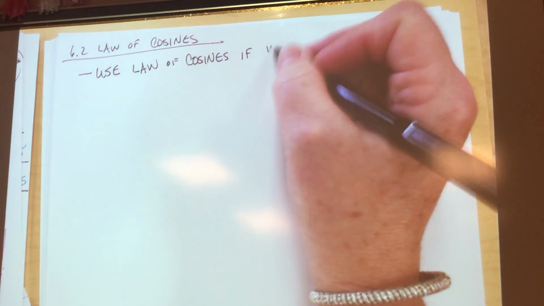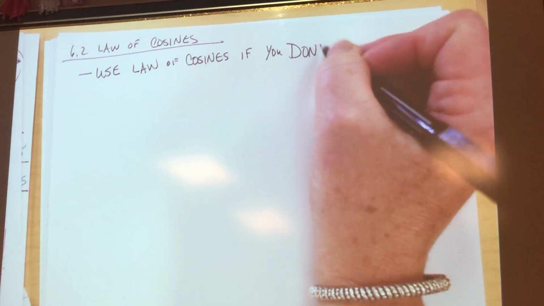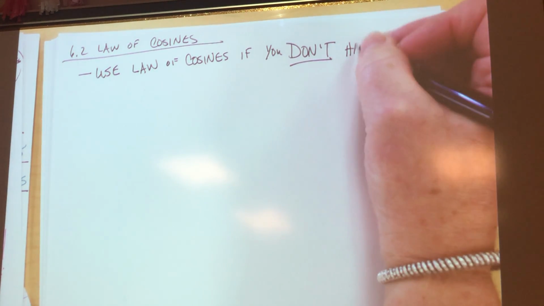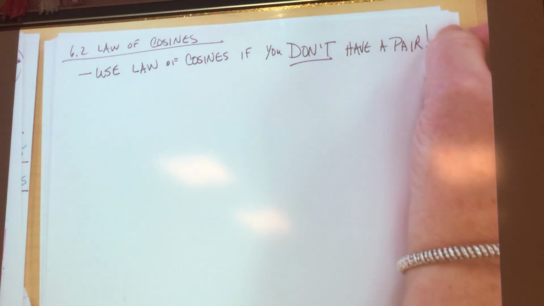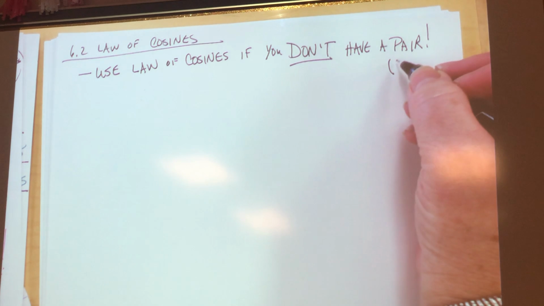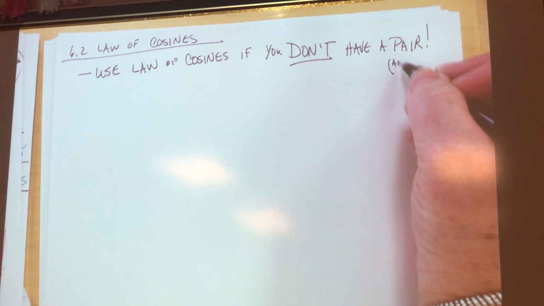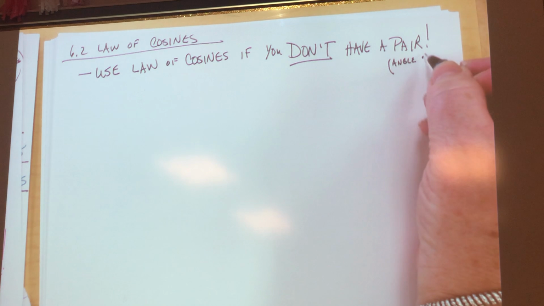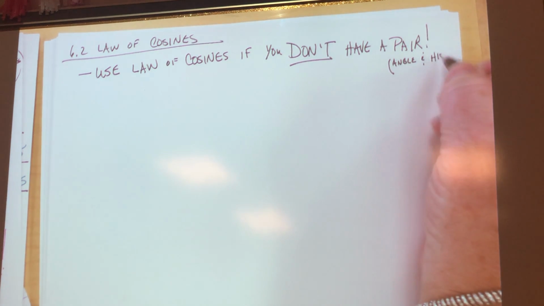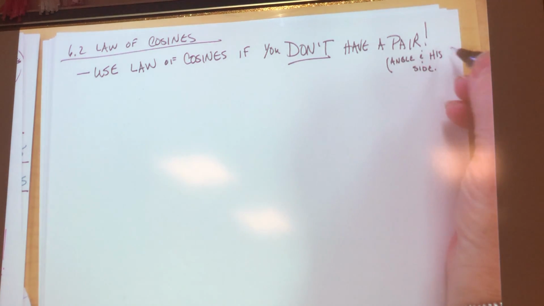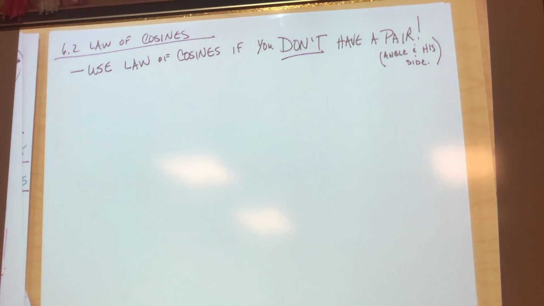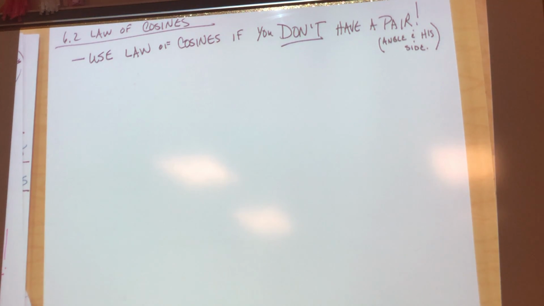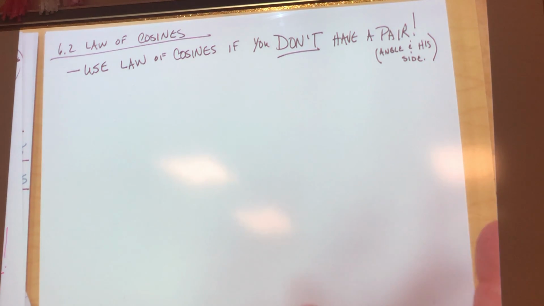if you don't have a pair. What I mean by a pair is an angle and its side, meaning that angle's opposite side. If you don't have an angle and its side, then you're going to be forced to use law of cosines.